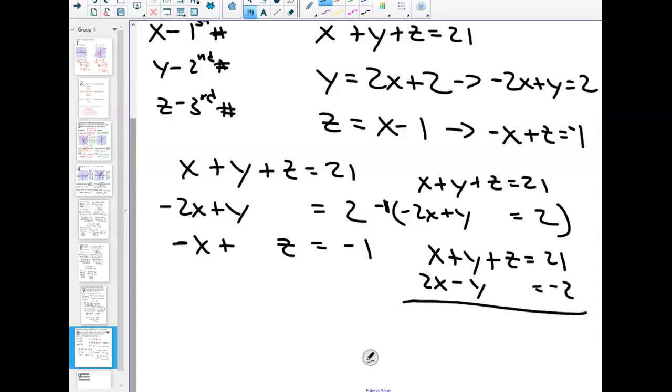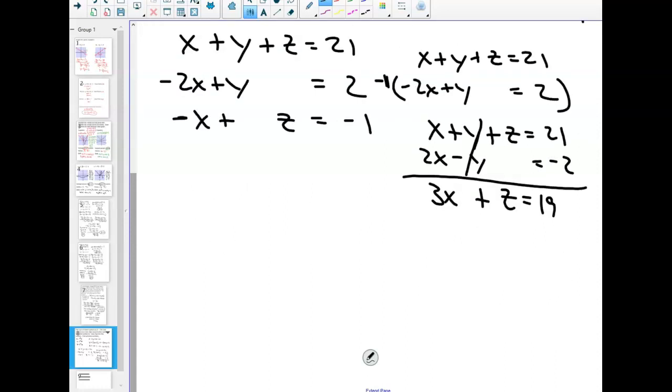Now watch what happens. X and 2x is 3x. The y's cancel, plus z equals 19. See how there's nothing to combine with the z here? We just bring it down. And now look what I have. 3x plus z equals 19. Negative x plus z equals negative 1. I literally now have that system.